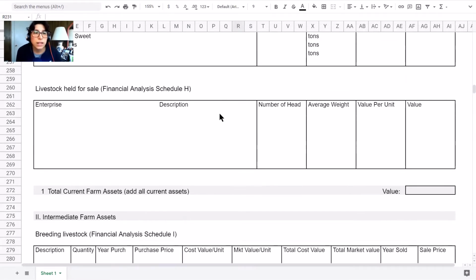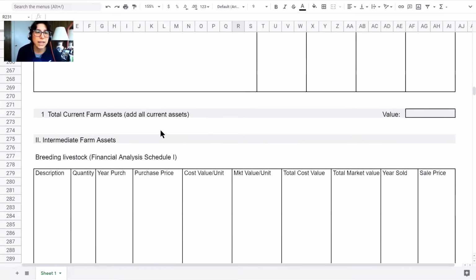Livestock for sale should include all market livestock being held for the sole purpose of eventual sale. Do not include in this table breeding livestock, those to be culled from the breeding herd, or breeding herd replacements. Those go in the next table on intermediate assets. But list the livestock type, the number of head, and the value of each livestock type. The value should reflect the market value of the livestock on December 31st. If you have trouble calculating that, let me know and we can think together how to do it. It can be challenging sometimes.